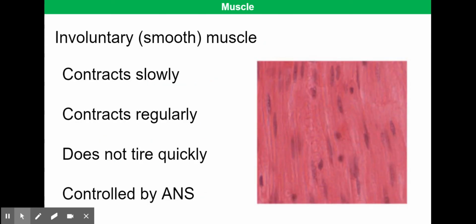Involuntary smooth muscle contracts slowly and regularly. It does not tire quickly, and it's controlled by the autonomic nervous system. Involuntary muscle is found in the walls of tubular structures, such as the digestive system and blood vessels. The muscle is usually arranged in longitudinal and circular layers that oppose one another.